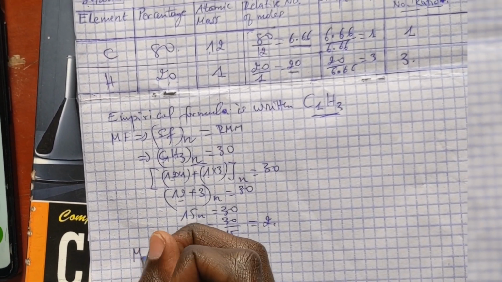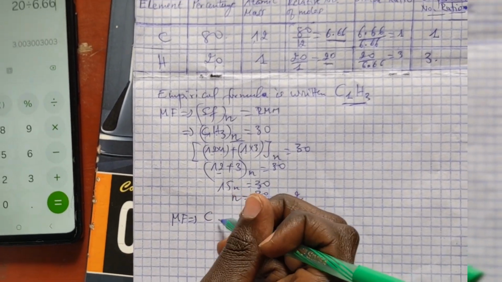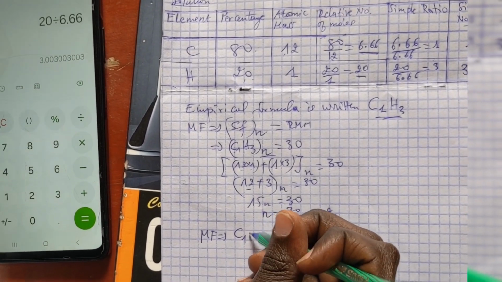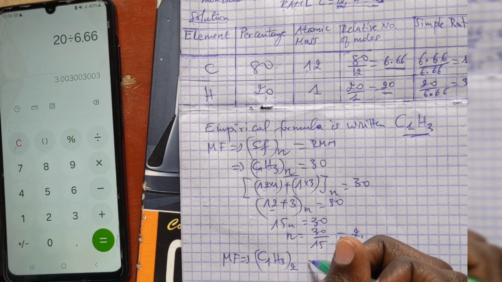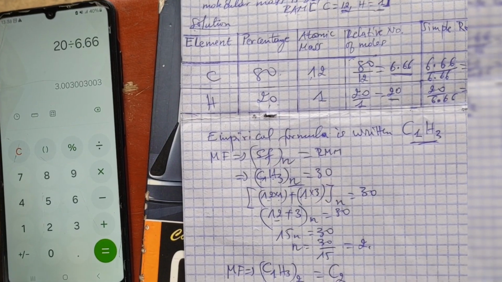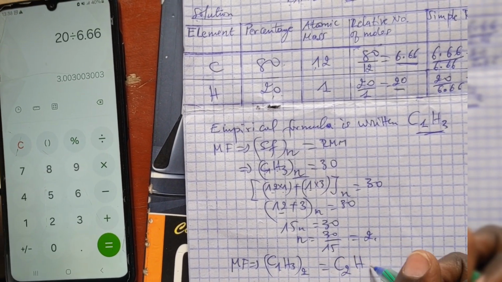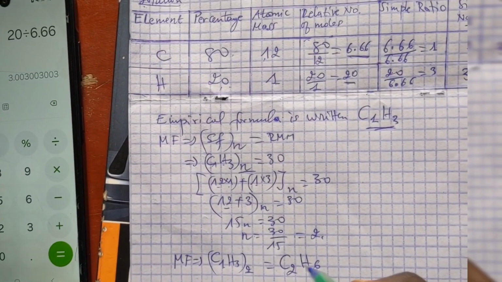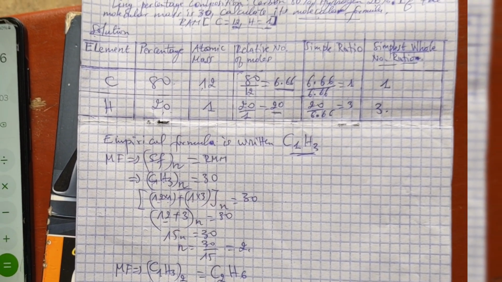So when we want to calculate the molecular formula, we take the empirical formula, C1H3, times 2. So 2 times 1, we get 2 carbon atoms, and 2 times 3, we get 6 hydrogen atoms. This is the molecular formula of the compound.